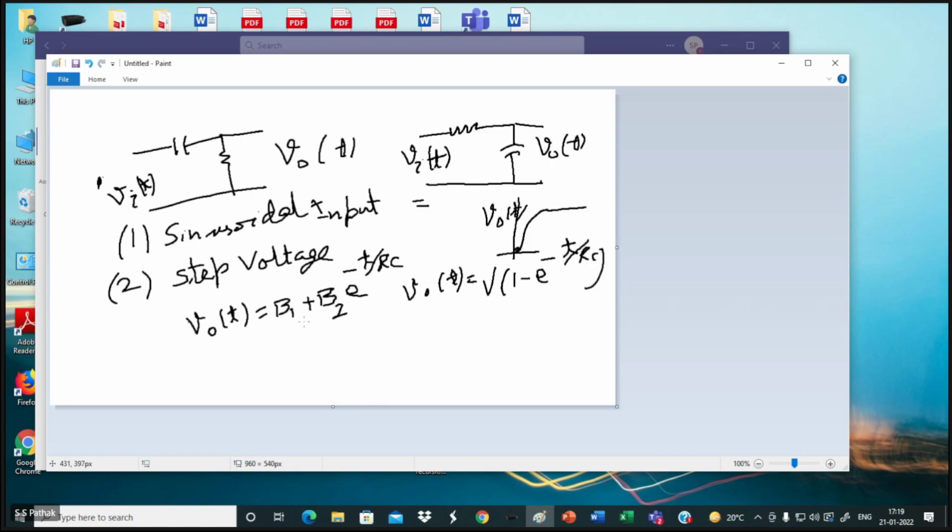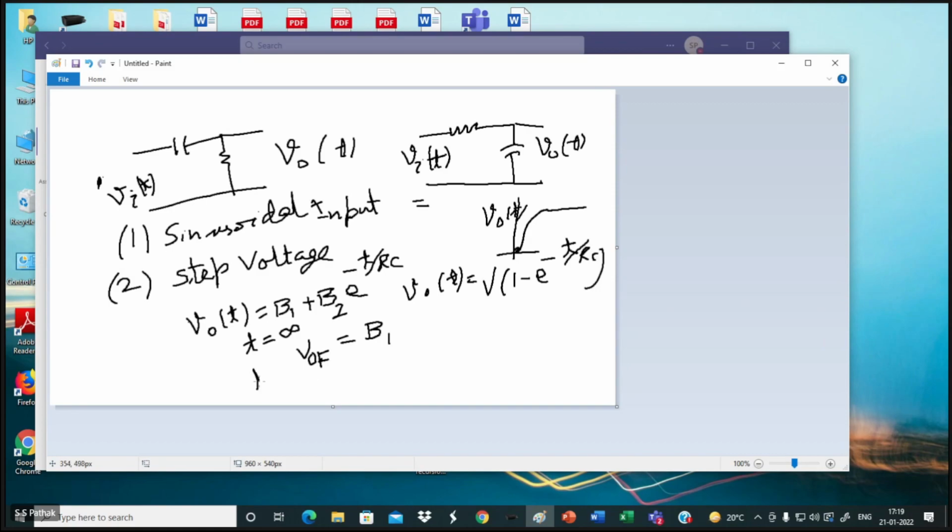Here it was not needed, remember. But here I'll be needing this B1 and B2. What happens when t becomes infinity? V naught becomes a V naught final, V naught F. That will be, this becomes 0, that is your B1. So t equal to infinity, it becomes your V naught F. Okay? And I'll come to that. What is the value of V naught F?